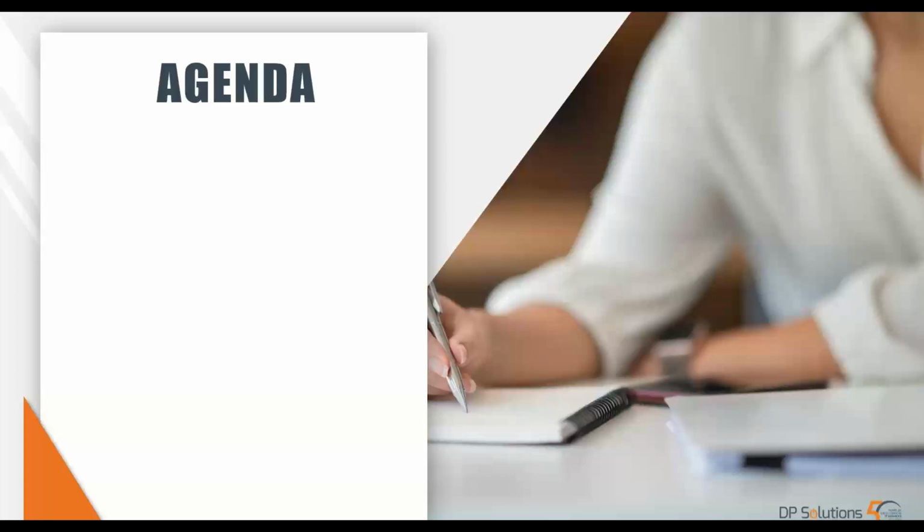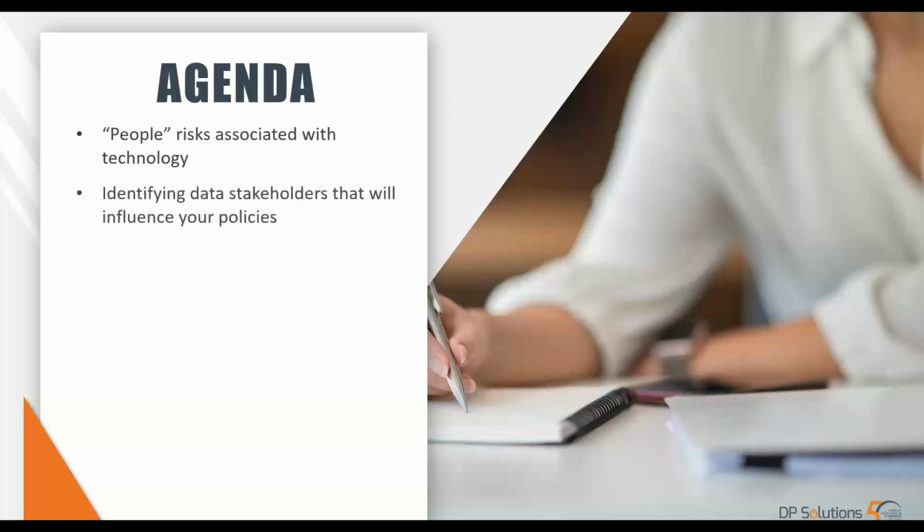So anyway, we have an agenda today of talking about the people risks associated with technology. I sort of alluded to this a little bit already. Identifying data stakeholders that will influence your policies. It's really important that as an organization, we understand who is impacted by our security incidents or other technology incidents, because those stakeholders are going to impact how we make decisions and what we end up implementing.